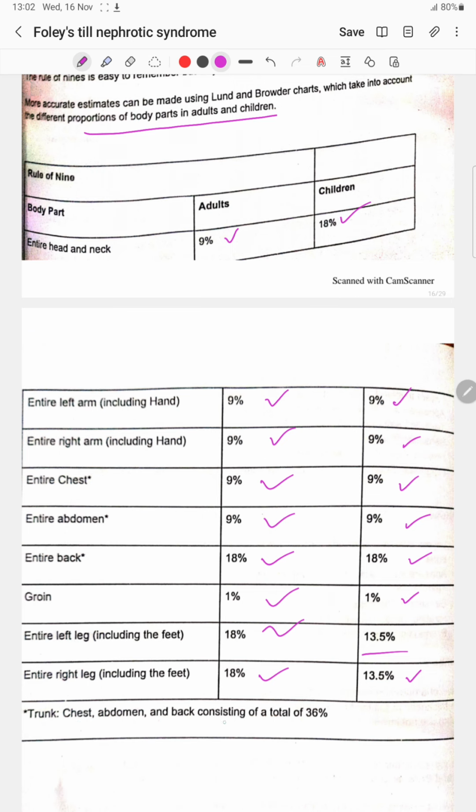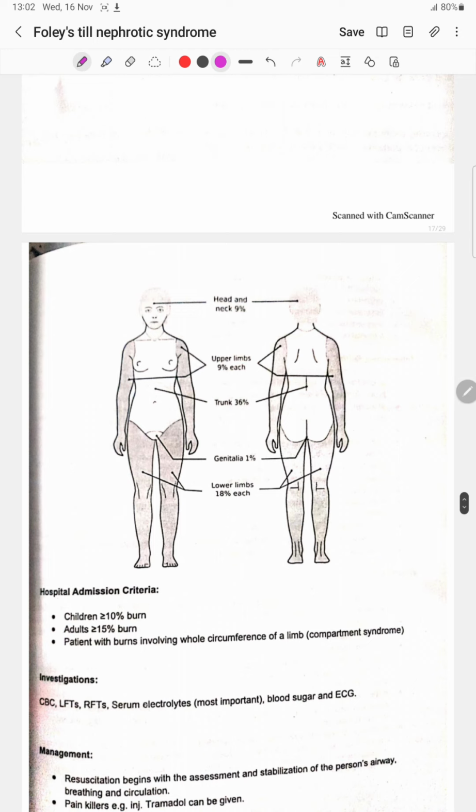The trunk, chest, abdomen, and back, consists of a total of 36%. So it is a pictorial view. The head and neck, 9%, the upper limbs 9% each, the trunk 36%, the genitalia 1%, and the lower limbs 18% each.